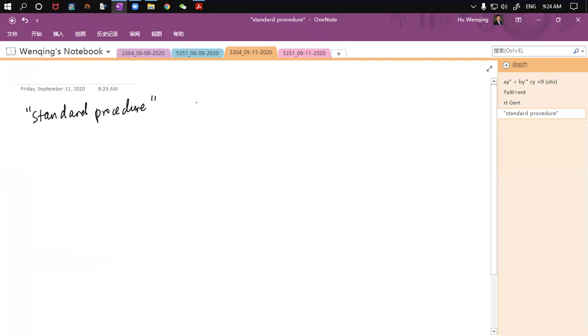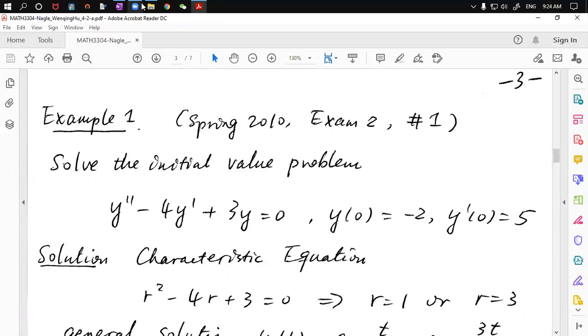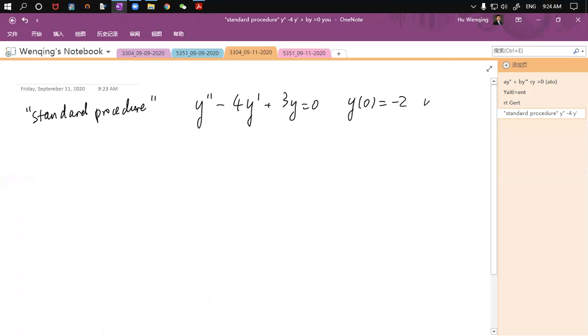I would like to show you the standard procedure. The equation is y double prime minus 4y prime plus 3y equal to 0, where y of 0 is minus 2 and y prime of 0 is equal to 5. How do we handle this equation with the standard procedure? That's what you see on the exam.